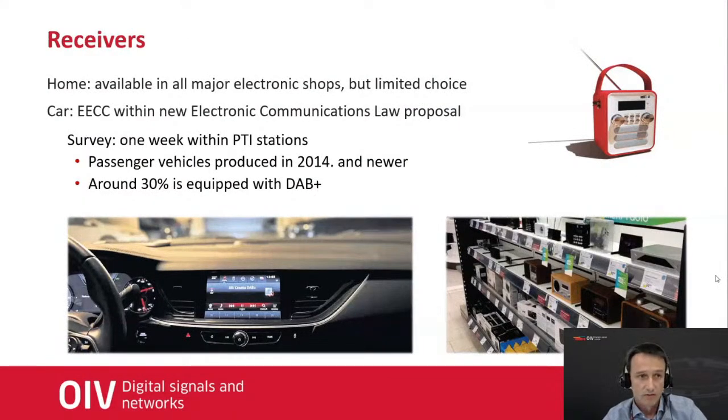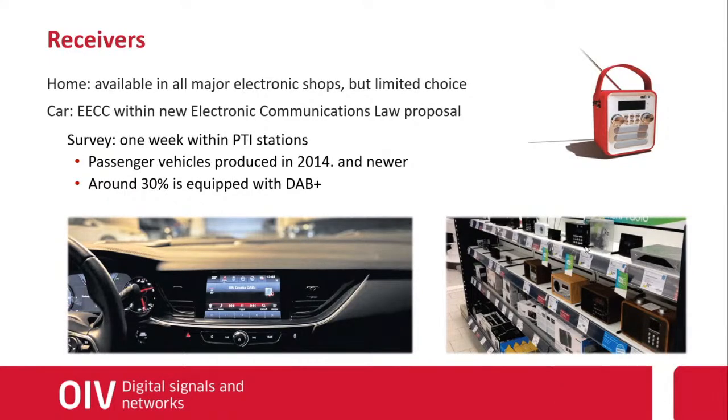About the receivers, here in Croatia, home receivers can be found in all major electronic shops, but not too many models are available. As for the cars, the EECC Act about the DAB receivers in cars will probably enter within the new electronic communication law that's currently in preparation.